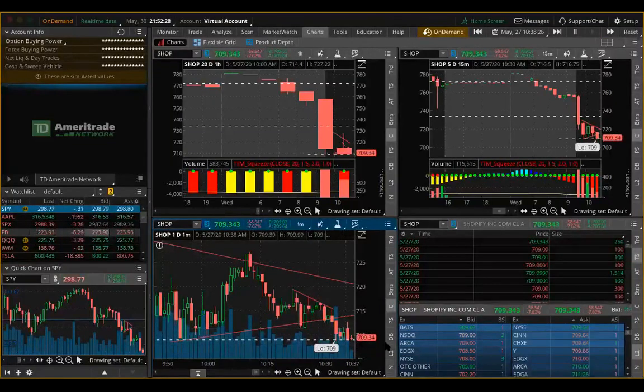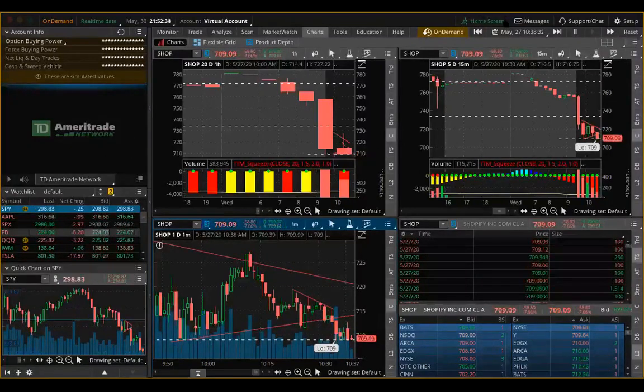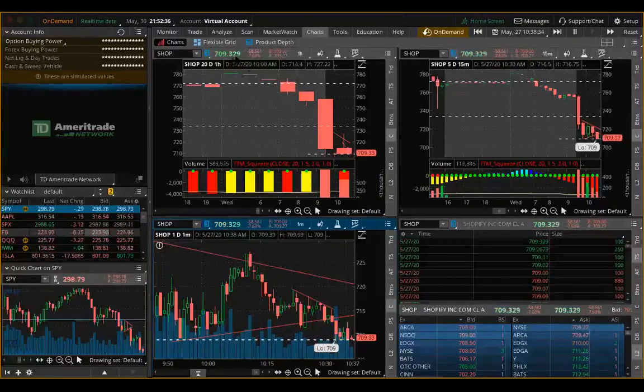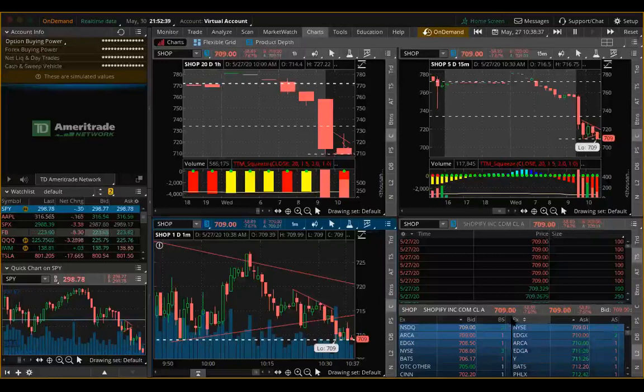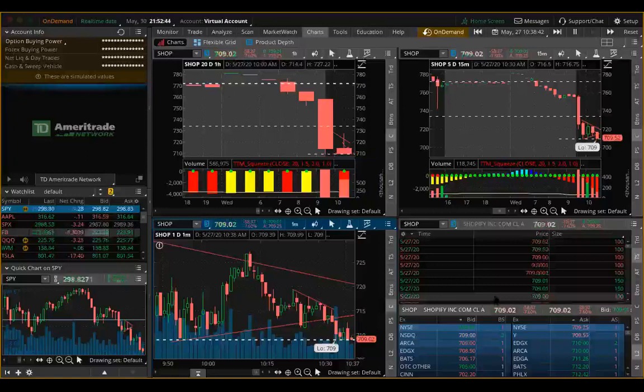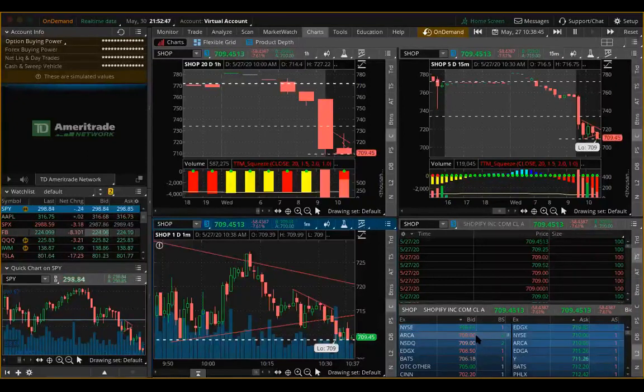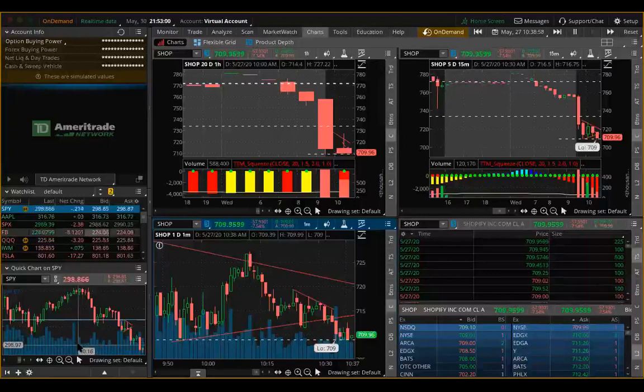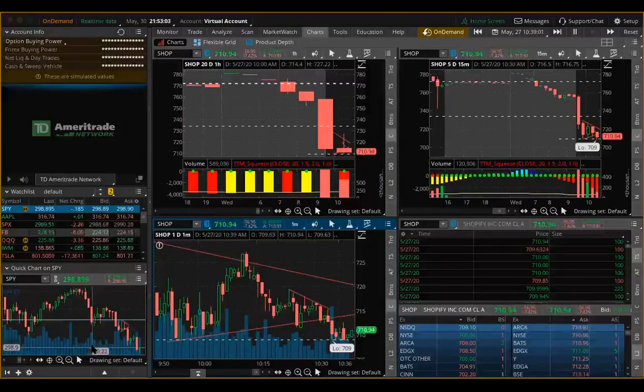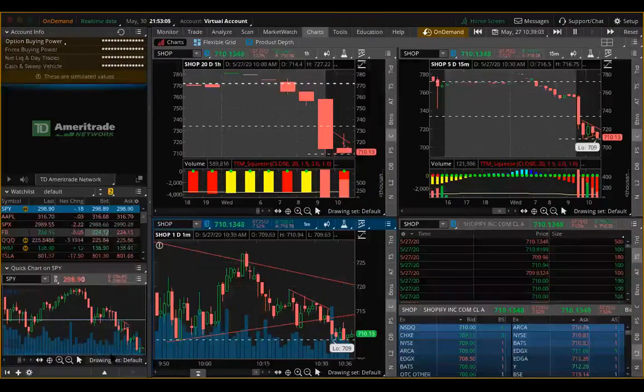What's SHOP doing? Holding, right? Check out this level 2. All right, we're testing it again. SPY is still dumping. Looks like it's trying to make a potential bounce right here, right?